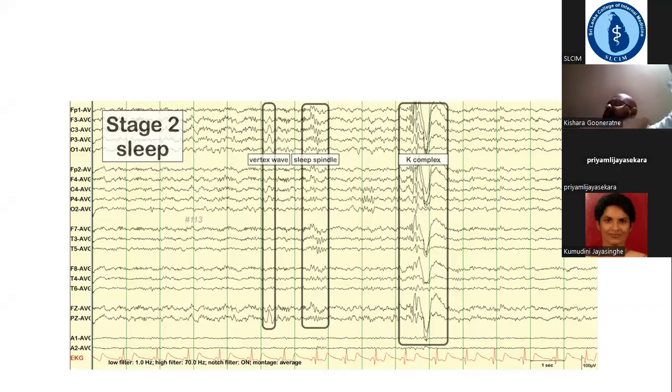just examples of the vertex waves that I was talking about, and you can see them. And these are sleep spindles: fast sinusoidal activity, frontocentral, seen maximally over the frontal and central leads. And as you can see, these high amplitude waveforms which are less than 4 Hertz are called K complexes. Often the K complexes are associated with a spindle, and that's one way of identifying that this patient is in stage 2 sleep.